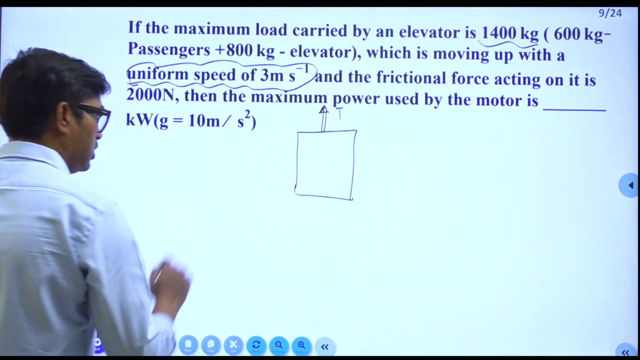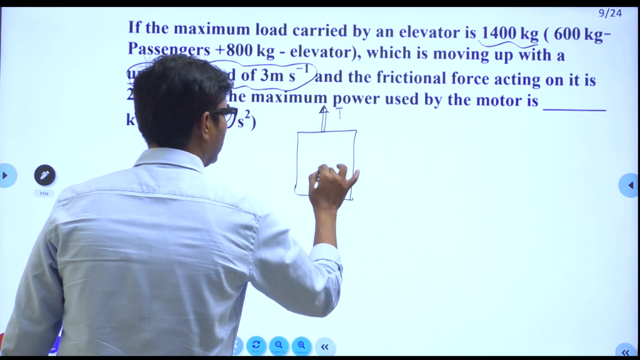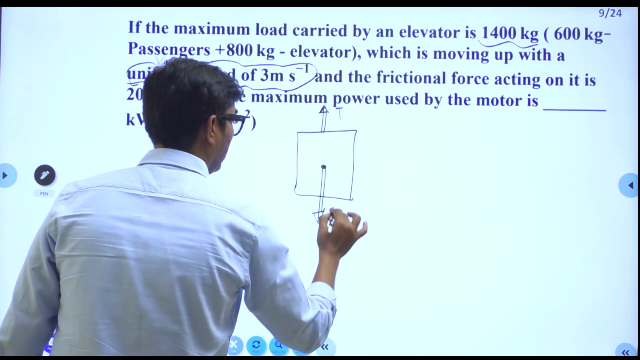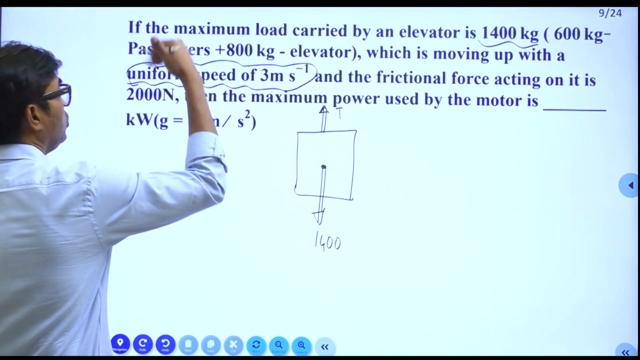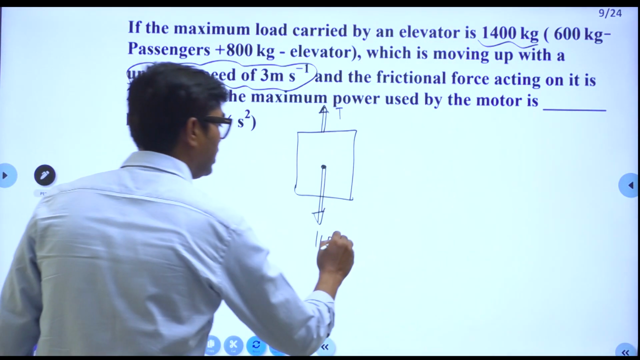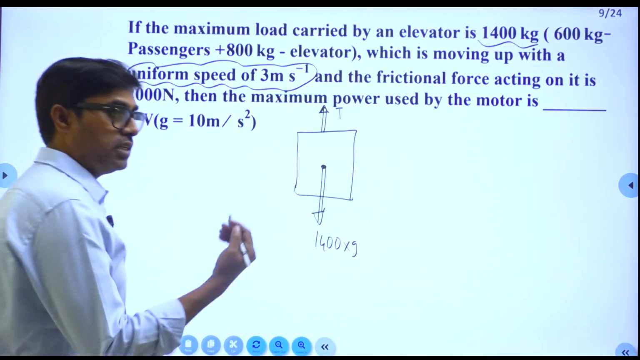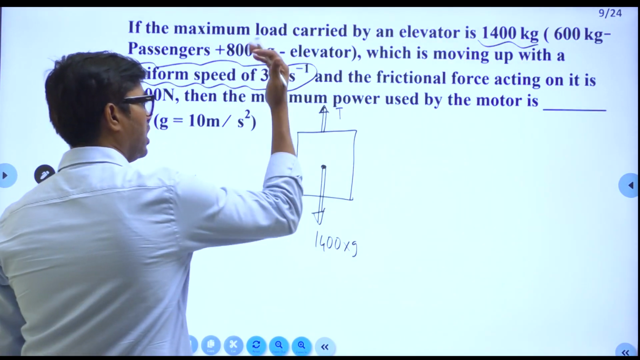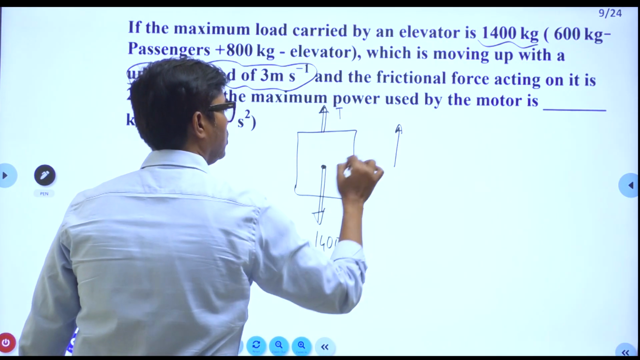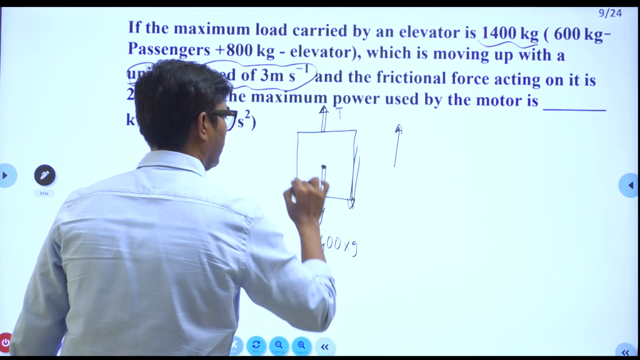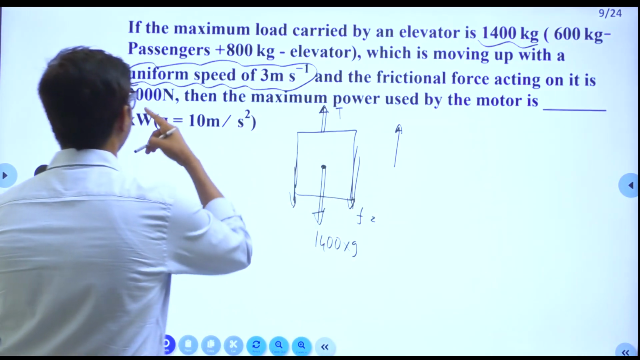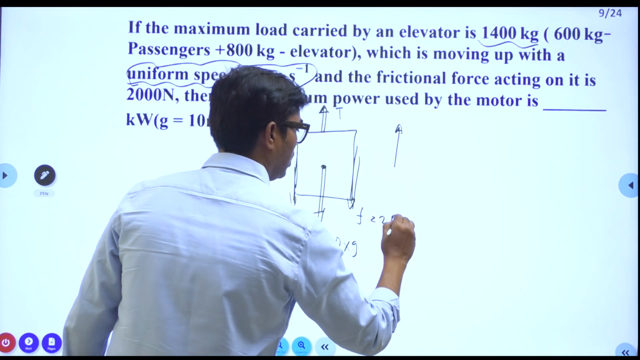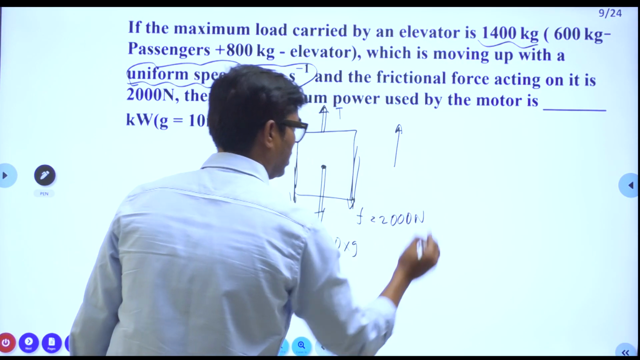Now this particular elevator is experiencing two forces apart from tension. What is it? The total weight, 1400 kg. I'm talking about maximum power, so you take maximum load 1400 kg into g. That is the weight, and also, because it is moving up, you will have friction acting on the walls. That friction is also given, how much is that? 2000 Newton. So 2000 Newton is acting there.